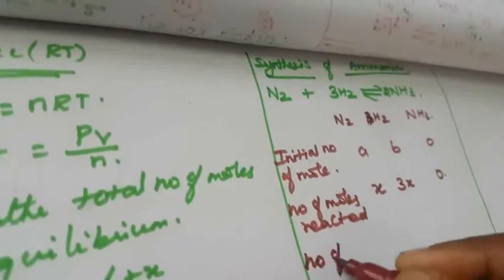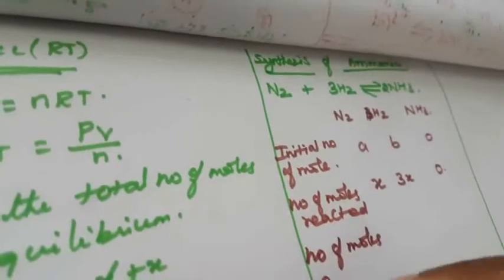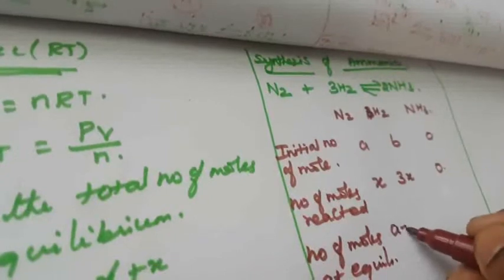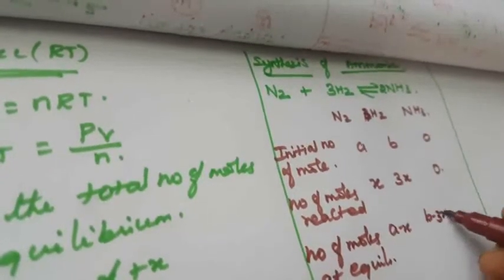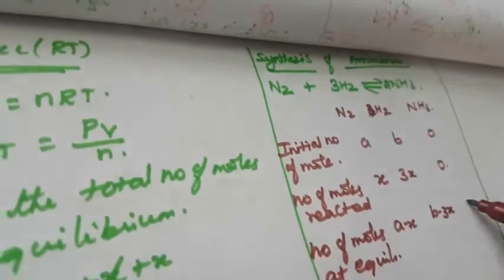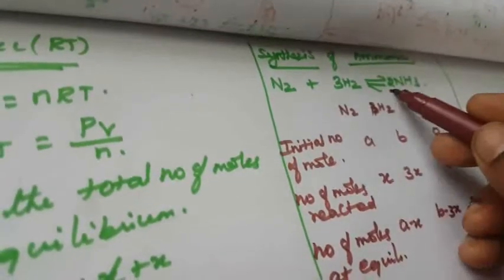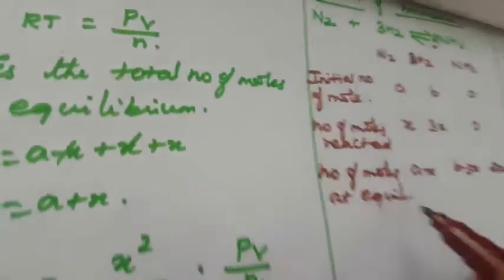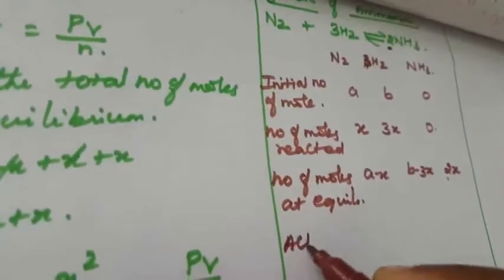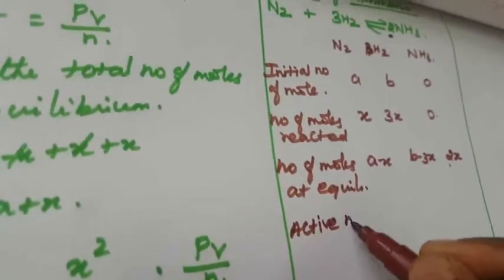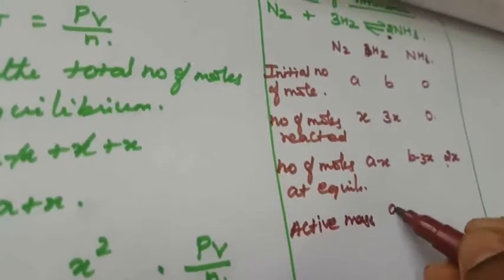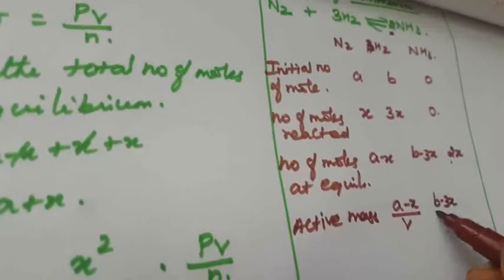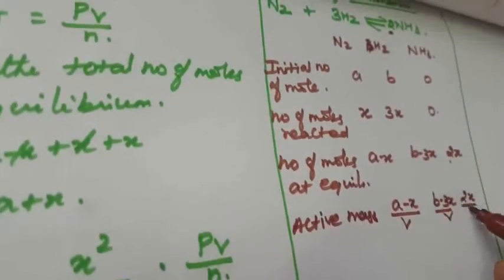Number of moles at equilibrium. How to calculate? A minus X and B minus 3x. How much product will be formed? That is 2x. Here 2 is there, so I am writing 2x here. Okay, so now active mass. Active mass means divided by volume, so number of moles by V. A minus X by V, B minus 3x by V, then 2x by V.